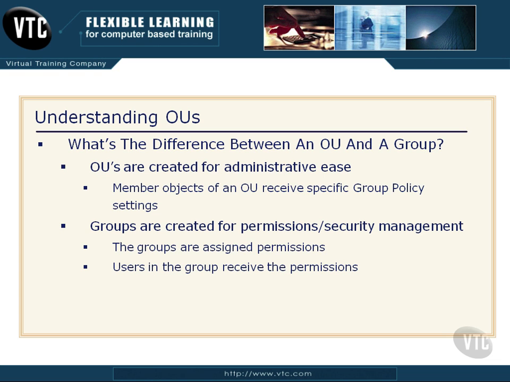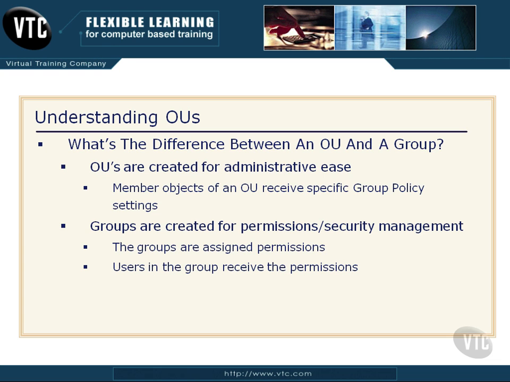So we create an OU to group things together. Be careful with that word. Don't let me lose you there. Let me say it a little differently. OUs are created so that we can collect objects into the OU that need certain administrative aspects done to them. Groups are created solely for permissions and security management.